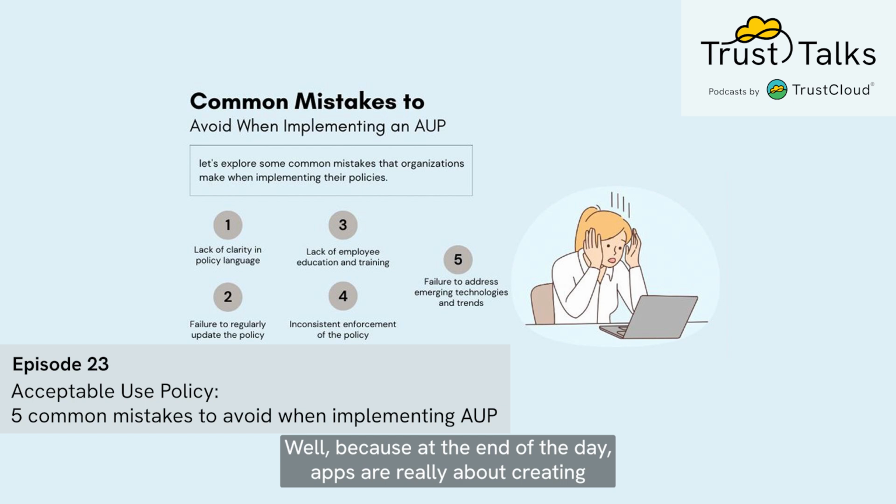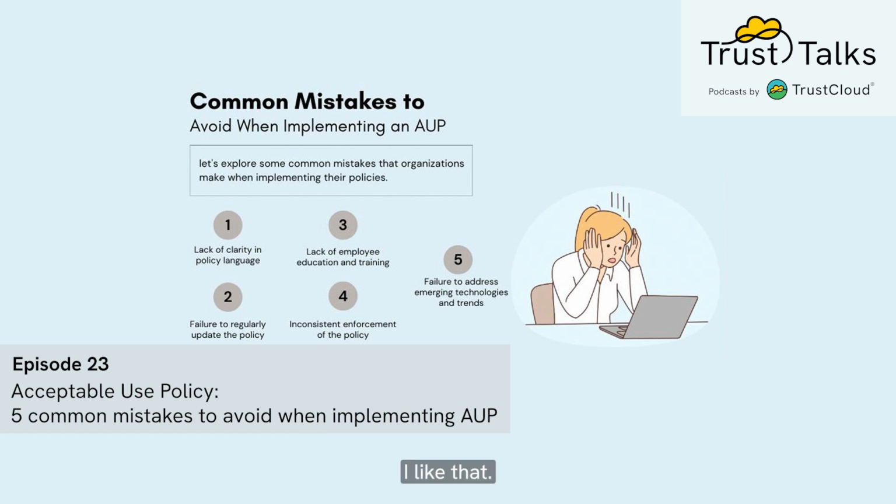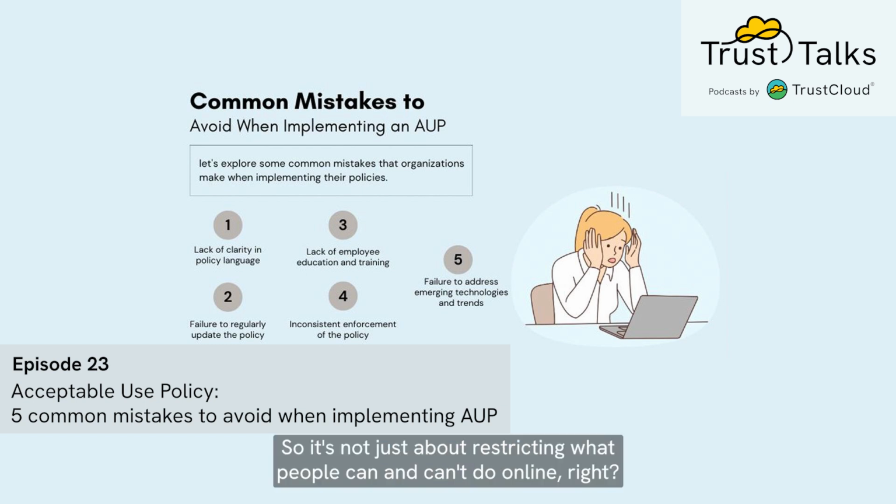Well, because at the end of the day, AUPs are really about creating a safer, more productive, and ultimately more enjoyable digital environment for everyone. I like that. So it's not just about restricting what people can and can't do online. Right. It's about empowering people to use technology responsibly and making sure that everyone is on the same page when it comes to online safety and security. I like that. So it's about creating a culture of awareness and responsibility, right?